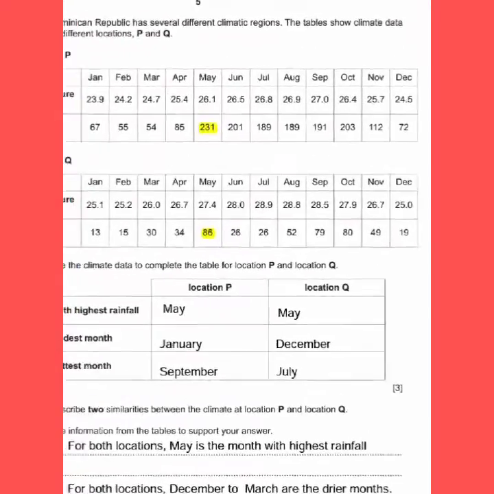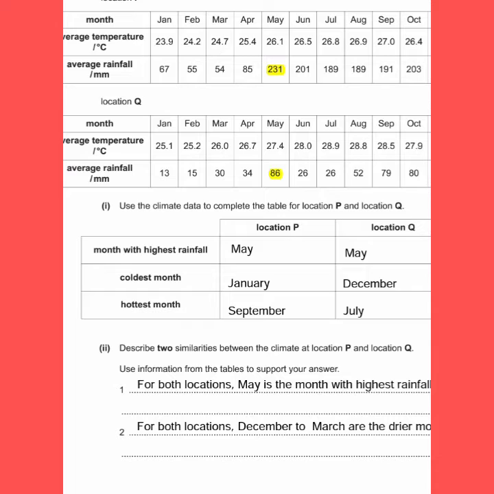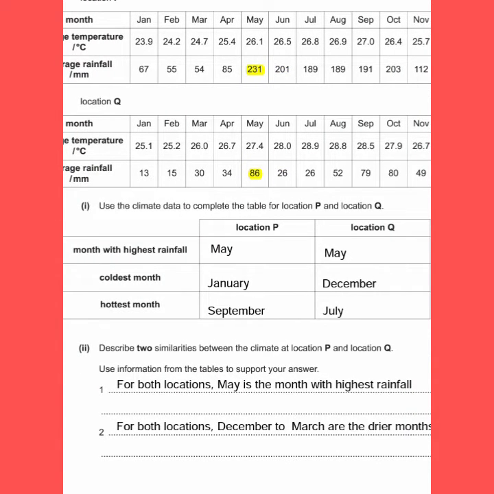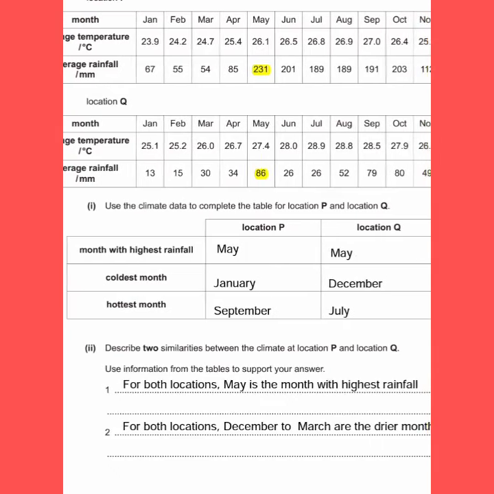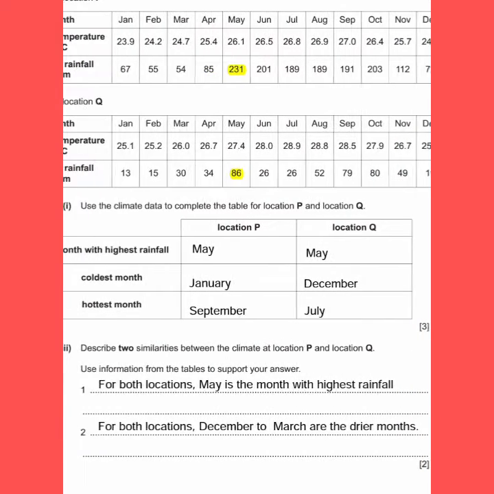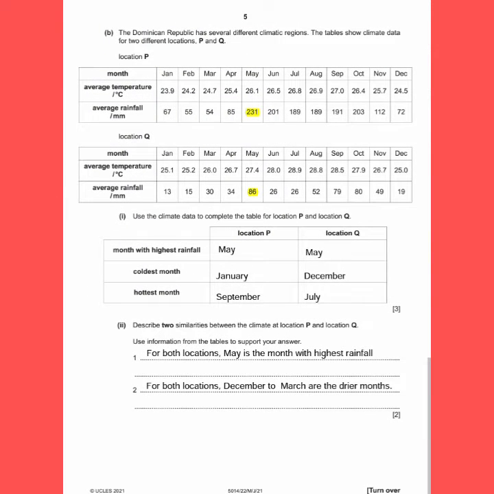If you see December for location P, we have very little rainfall compared to other months, and that period continues till March. In April, the average rainfall per millimeter begins to increase, so you will not consider April because that's a normal month of rainfall. But from December till March you have very little rainfall, so that is our dry zone. Then in location Q, again in December we have very low rainfall, and from December to March again very low rainfall. So the drier period is the same for both locations, and that is going to be your similarity.